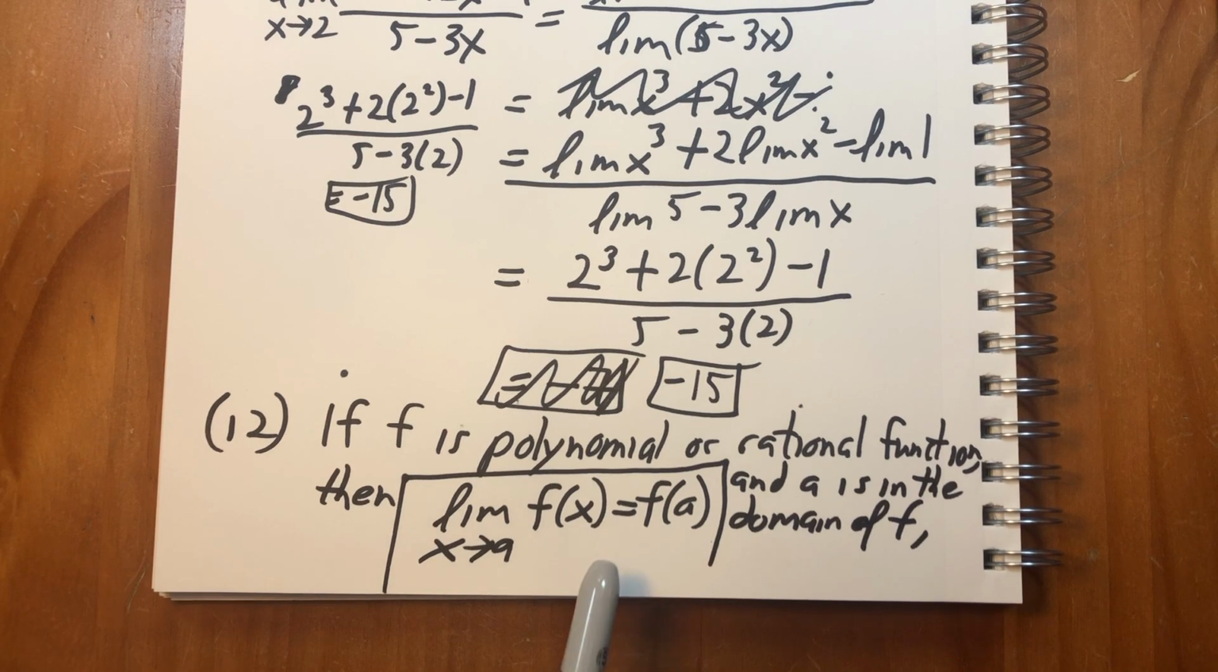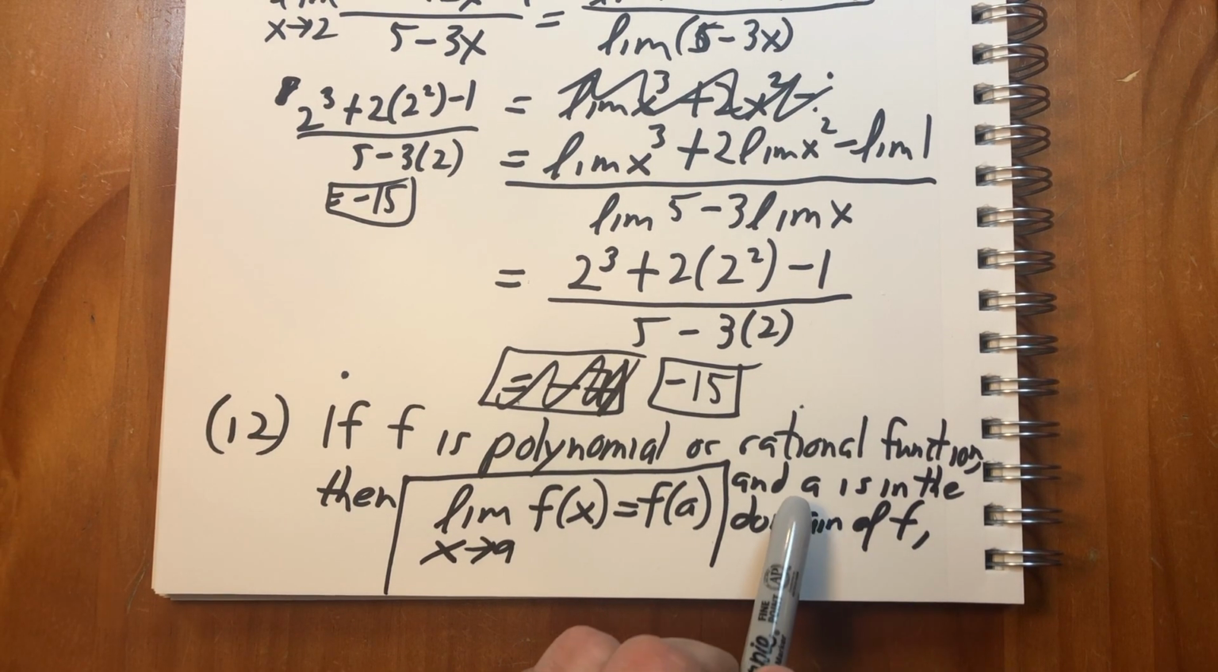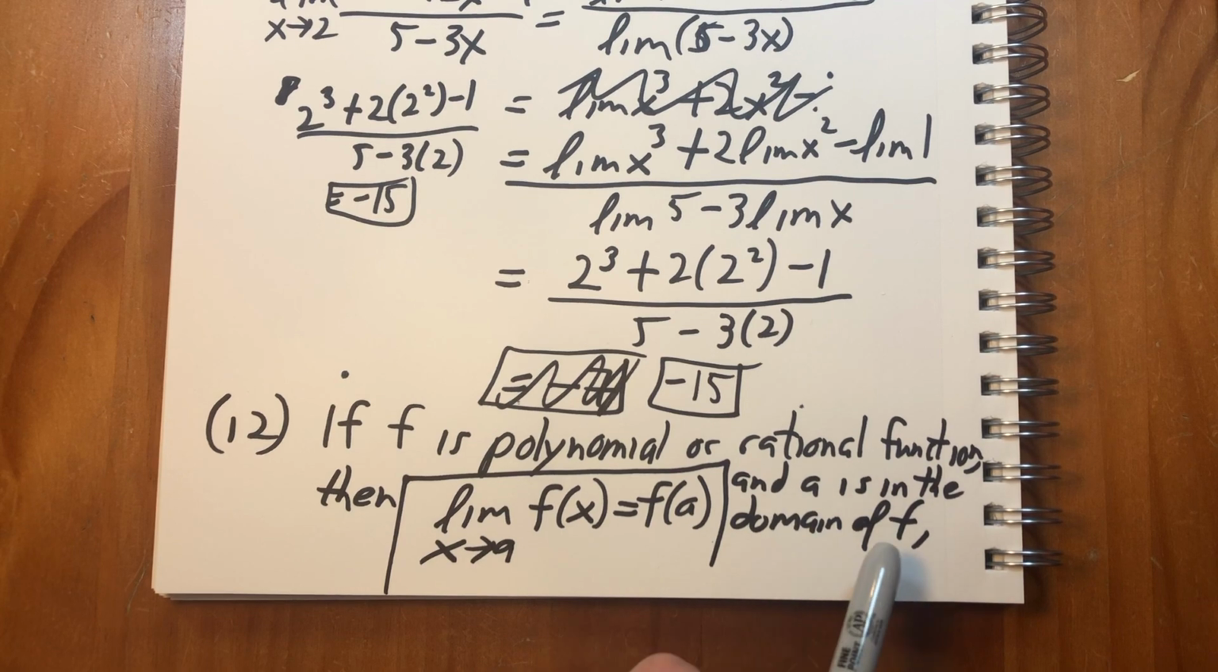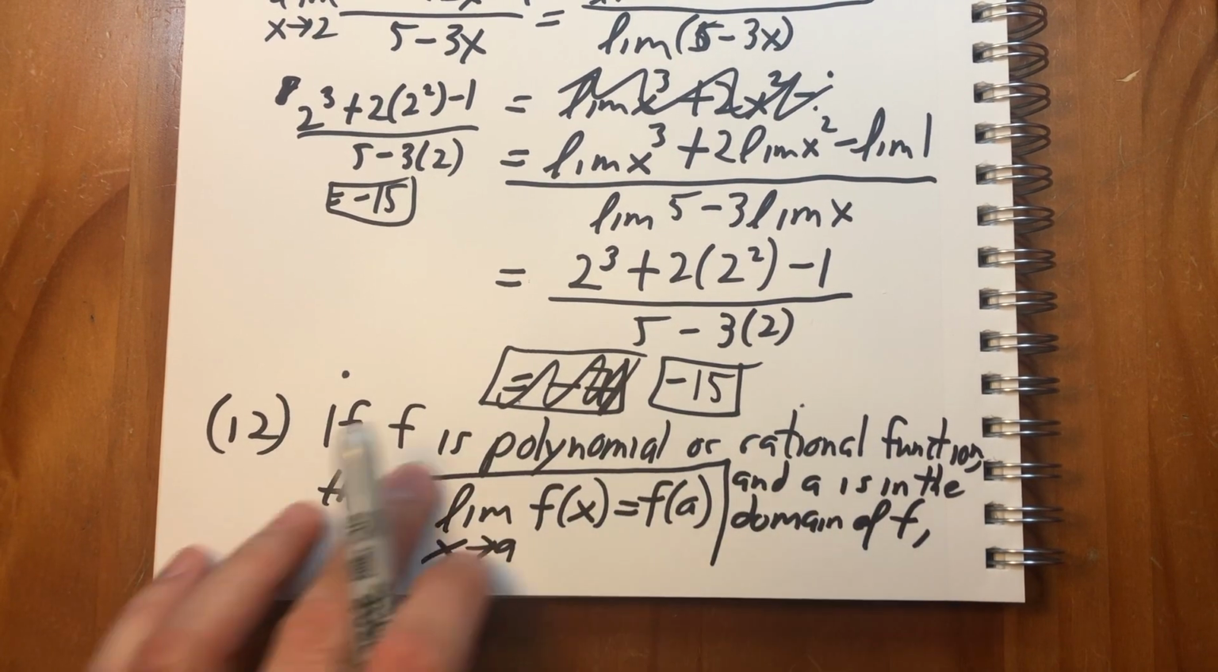And notice that this will only work if the denominator is not 0. And that's actually taken care of by this part, because we're only looking at a if it's in the domain of f. So if a is not in the domain of f, then this rule doesn't work, okay?